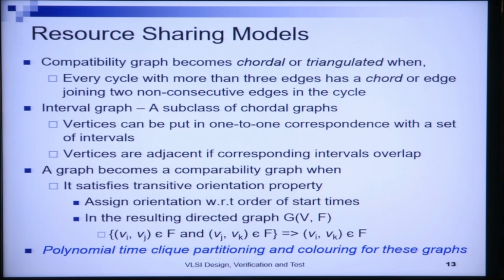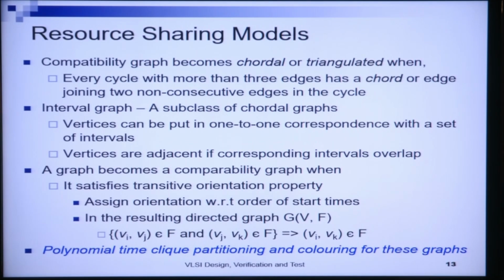Now, as we said, for general compatibility and conflict graphs, both the minimum clique partitioning problem and the graph coloring problem are NP complete, and hence must be solved by enumerative methodologies. However, there are special classes of graphs for which both the minimum clique partitioning problem and the graph coloring problem can be solved optimally in polynomial time.